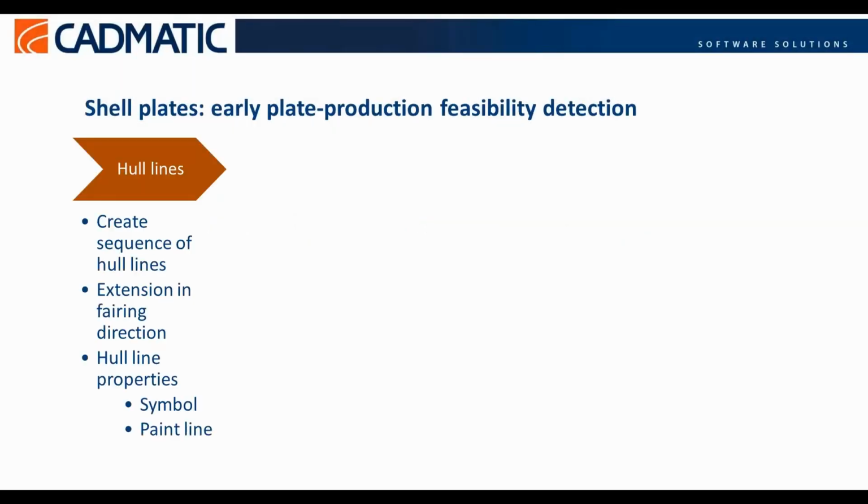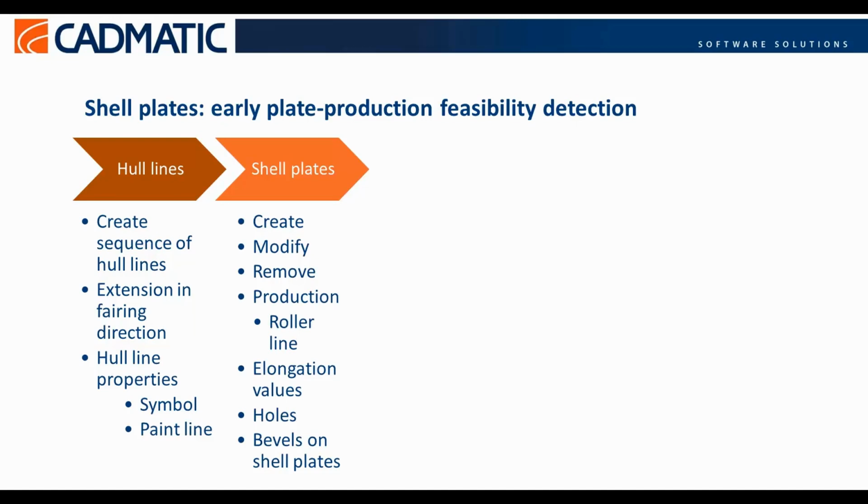This webinar will be divided into 5 main parts. We will talk about hull lines and how easy it is to create a sequence of hull lines. We will talk about the new extension in fairing direction and about the new hull line properties and the opportunities which come with them. We will learn how to create, modify and remove shell plates.